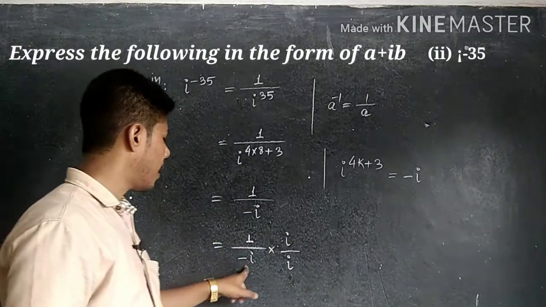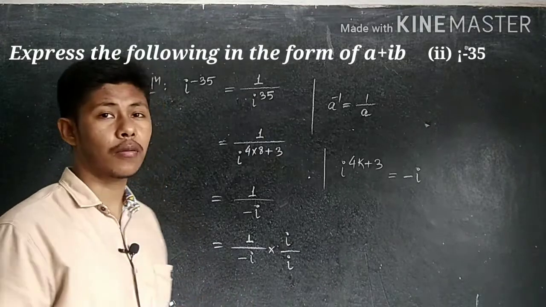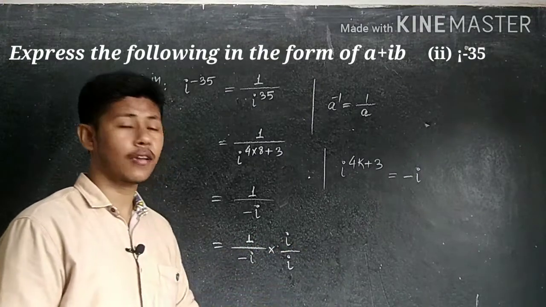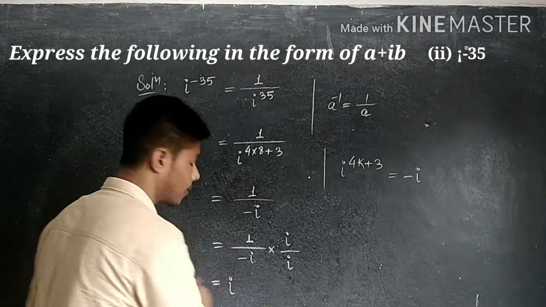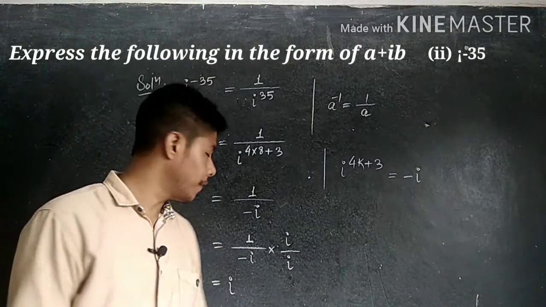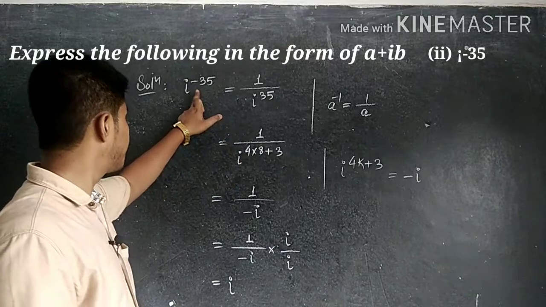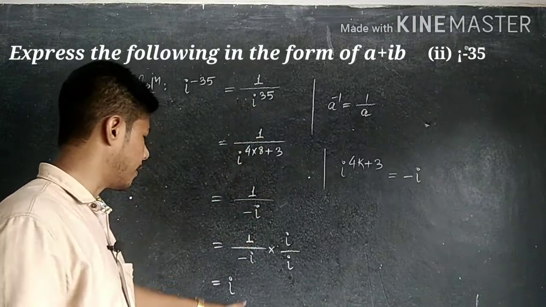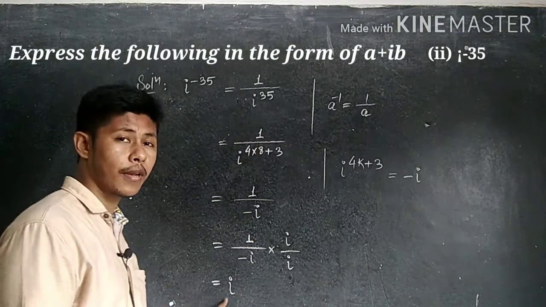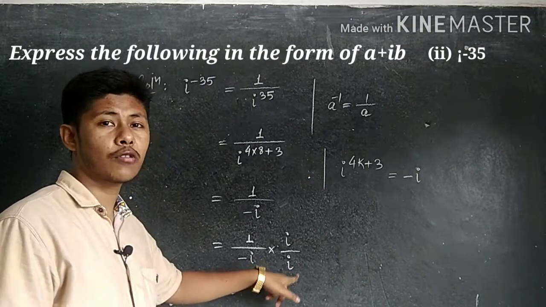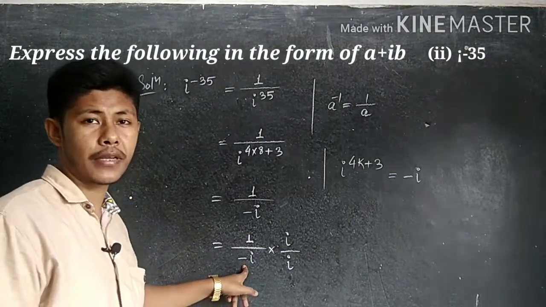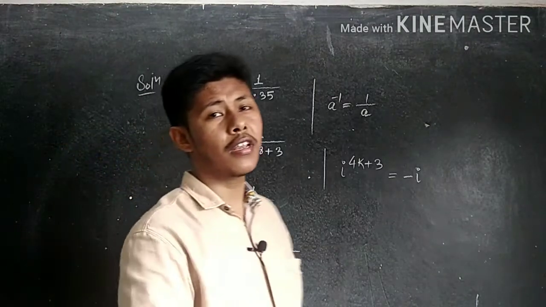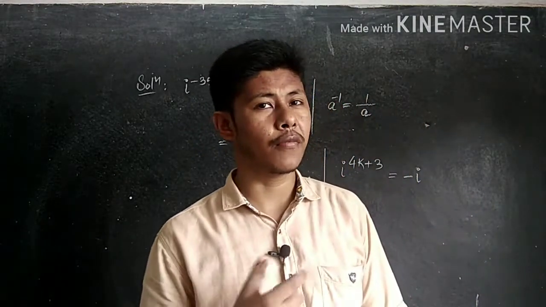Is it clear? So i into i what? i square. i square means what? Minus 1. So minus, minus, plus. Ultimately what will remain here? 1 into i. The answer is i. Is it clear? So if we get this type of powers, like i to the power minus 35, then we have to do it in this way. Is it clear? Did you understand i square? i into i square means minus 1, already there is a minus, minus minus is plus here. So ultimately we get the result is i. Is it clear? Okay.